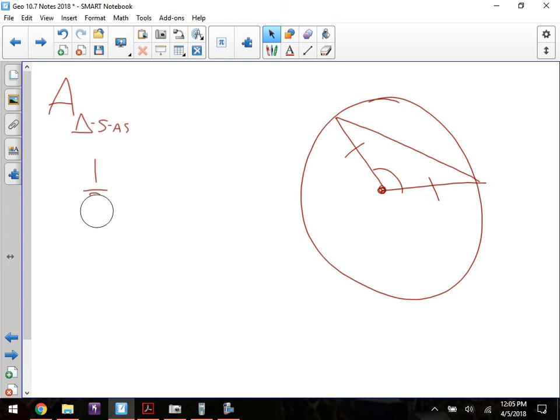1/2 side times side times the sine of the angle. And that sine is the trig function button. Okay? The sine is that trig function button. Which means all you have to be able to do here is make sure your calculator is in degree mode.